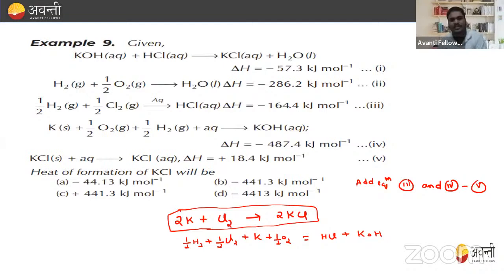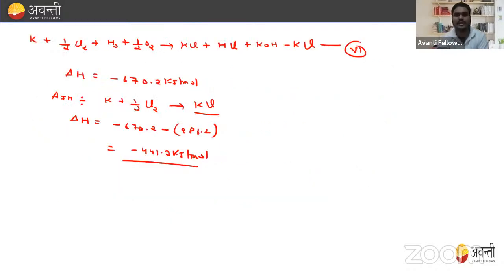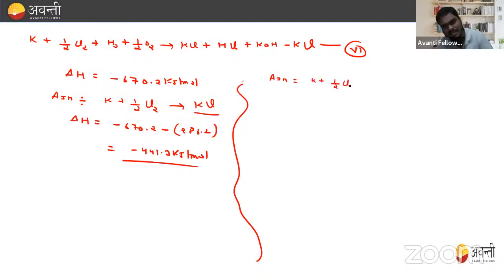If you know the aim, then you can easily calculate by eliminating the other values. It is very much simple from the given equation. Again, if someone is getting confused, just think one important thing. What is the aim here? The aim is very clear: we have to calculate K plus half Cl2, which gives us KCl.